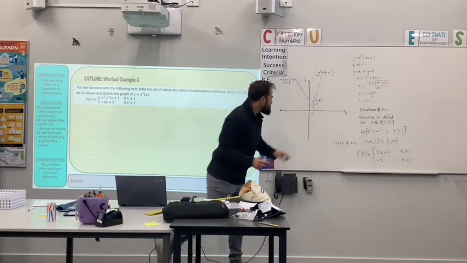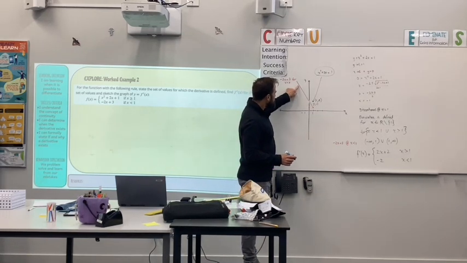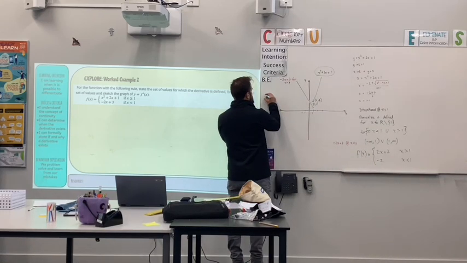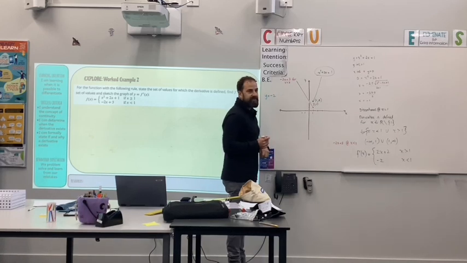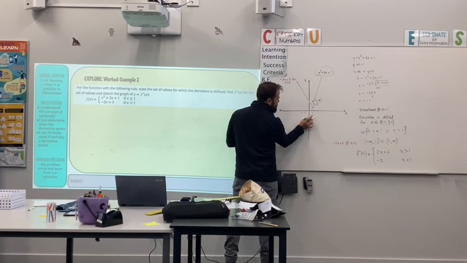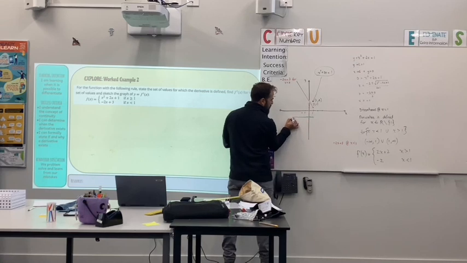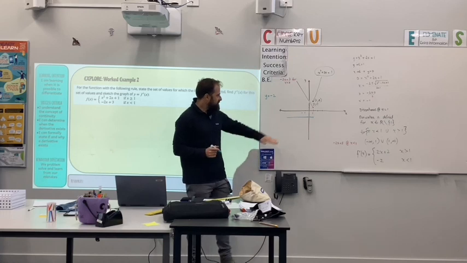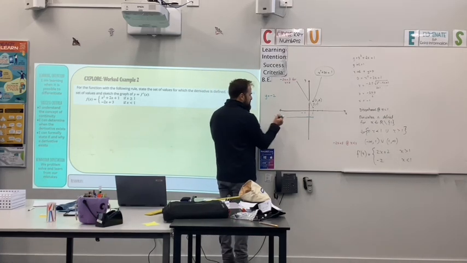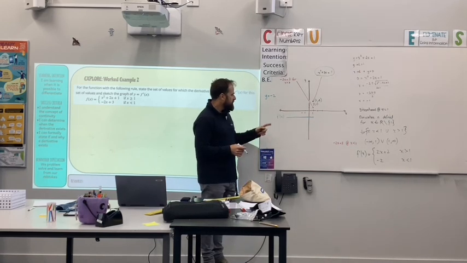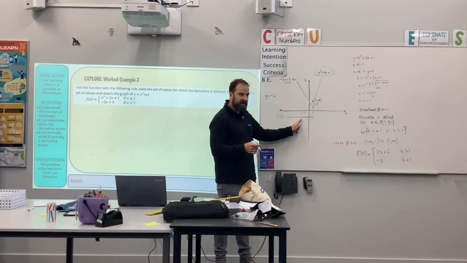Well, let's start with this. What's the gradient of this part of the graph? Negative 2. What does a graph of y equals negative 2 look like? Straight line. So it would be a straight line at negative 2 up until the point 1, but it doesn't include 1. Done. All right, so this is the derivative function. This is f dash of x, part of it. So that's what the derivative of that graph looks like.